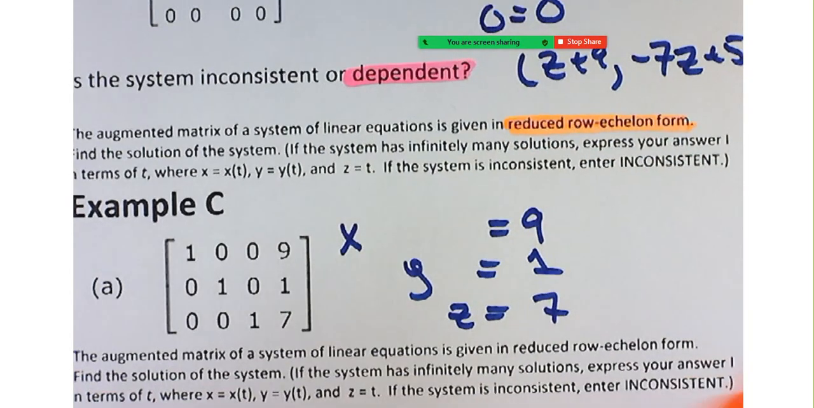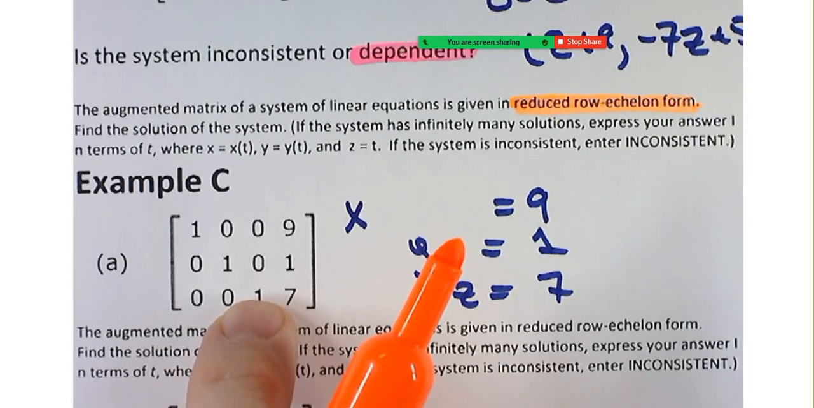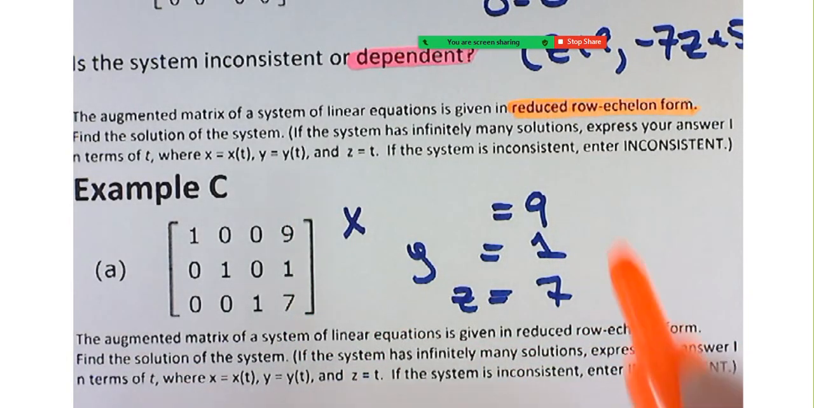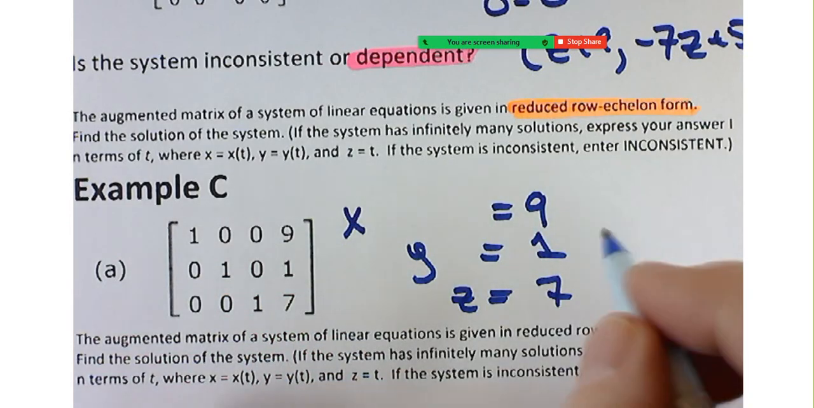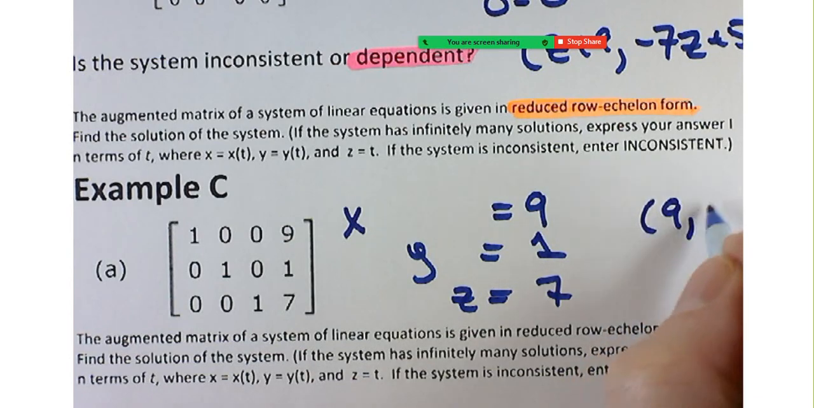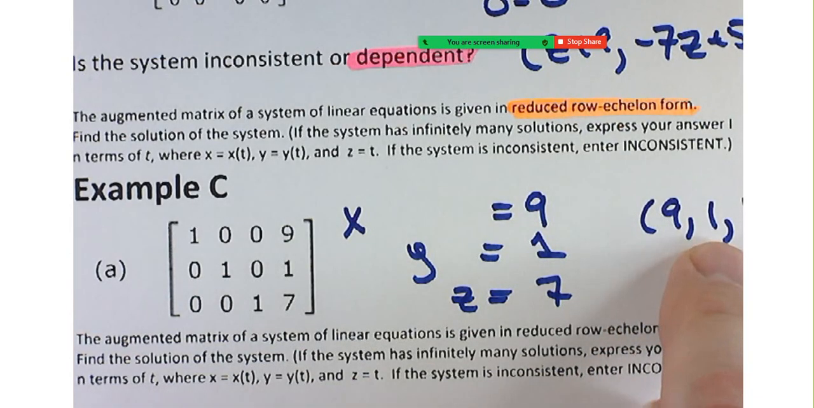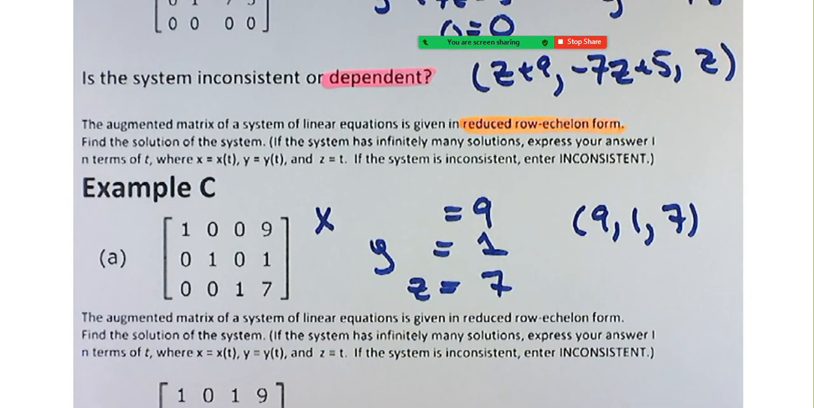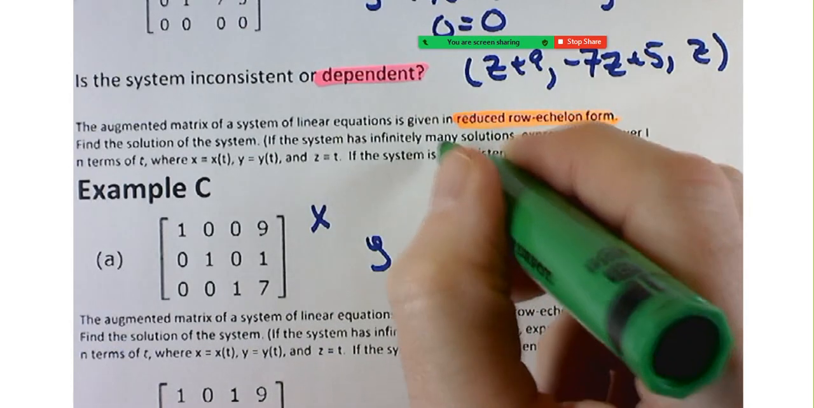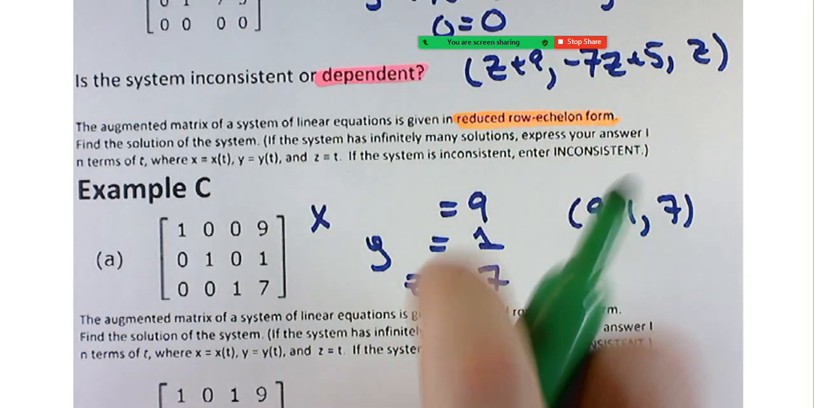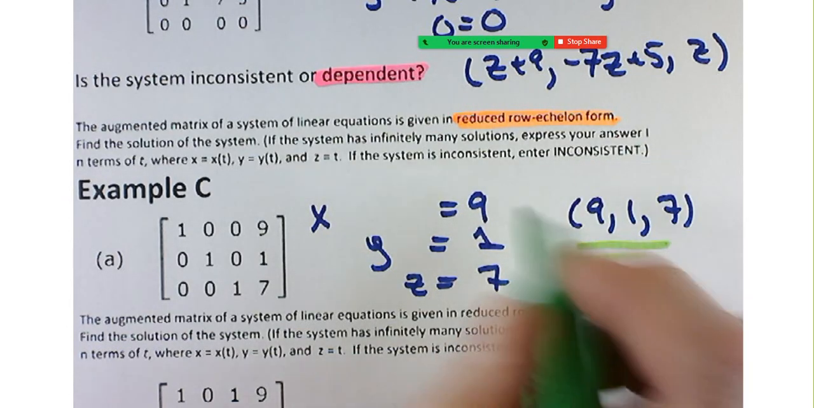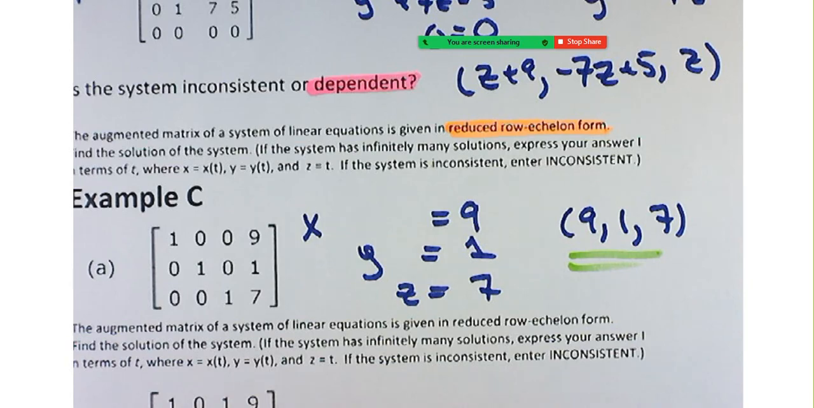But what our goal is going to be in working with matrices is if we can manipulate something to look like this, that's great. Because this is really giving you your solution, right? That's telling you that, oh, our solution is 9, 1, and 7. So it's a consistent system of equations. Now, if it was inconsistent, then I would answer inconsistent. But this one is consistent. So nice.